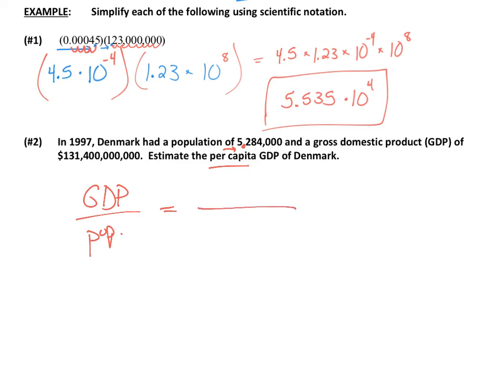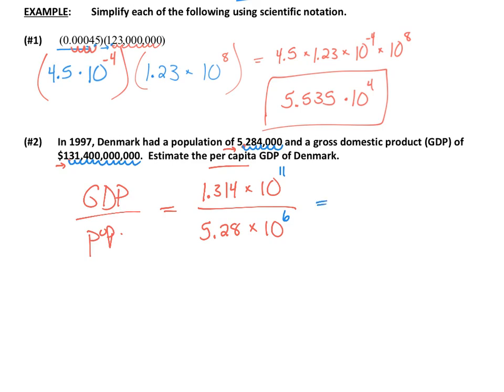For the population, the decimal will go between the 5 and the 2. So it'll be 5.284 times 10 to the, and let's figure this out, 1, 2, 3, 4, 5, 6 to the right. So it'll be 10 to the 6th. For the GDP, the decimal goes between the 1 and the 3. So it'll be 1.314 times 10 to the 1, 2, 3, 4, 5, 6, 7, 8, 9, 10, 11. So 10 to the positive 11th. Okay, so this is how you'd write it out, the top and the bottom.